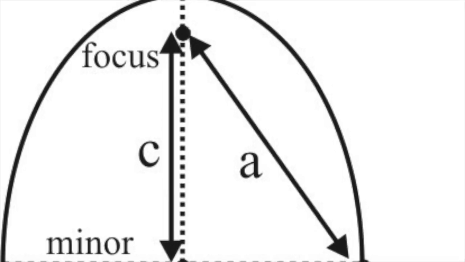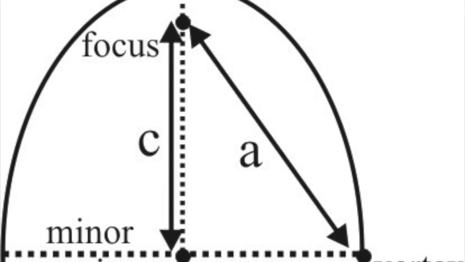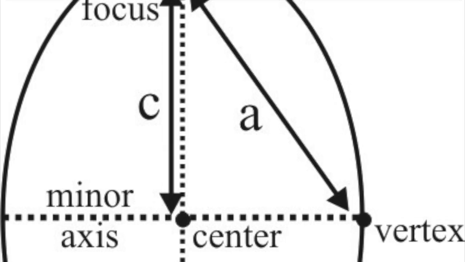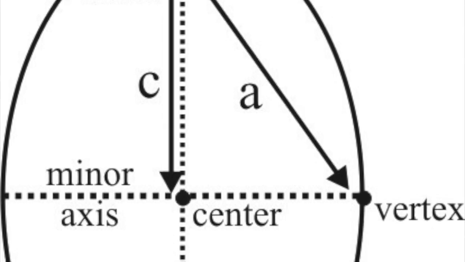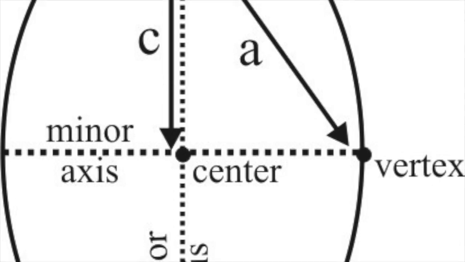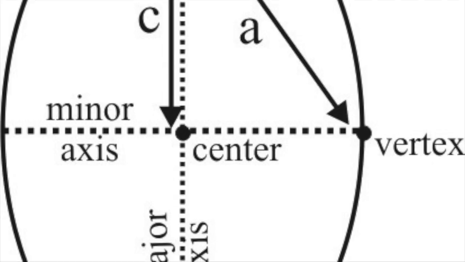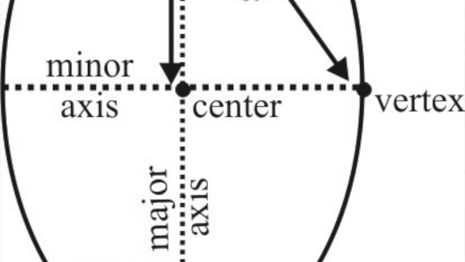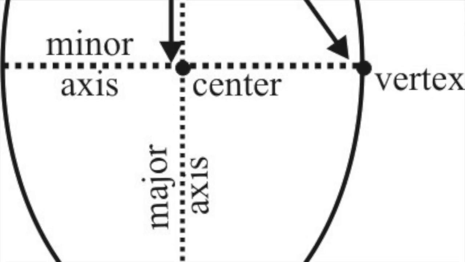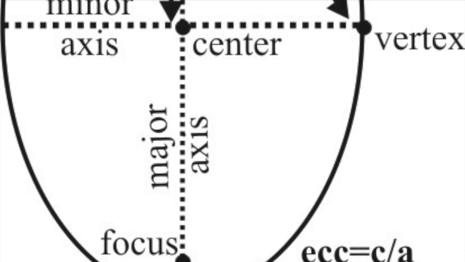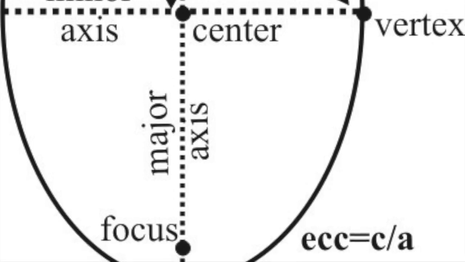Eccentricity is a constant expressed as a ratio of the distance from a point on a conic to a focus and the distance from the point to the directrix. The eccentricity of an ellipse is between 0 and 1. This is because the distance between the center and the focus is less than the distance between the center and the vertex. Eccentricity is expressed by the equation c divided by a, where c is the distance from the center to the focus and a is the distance from the center to a vertex.